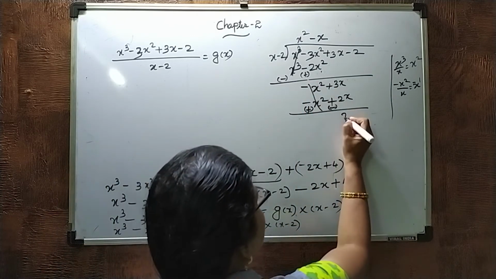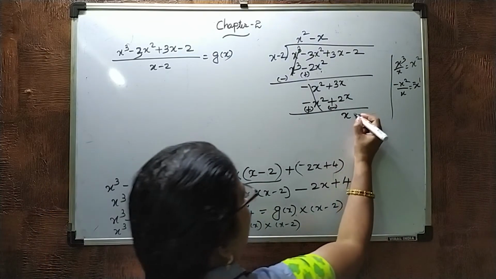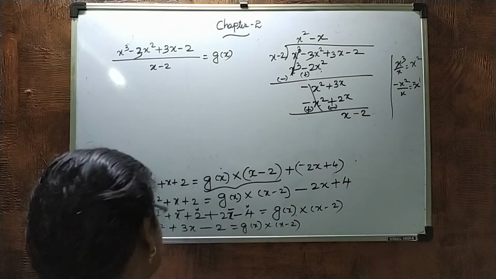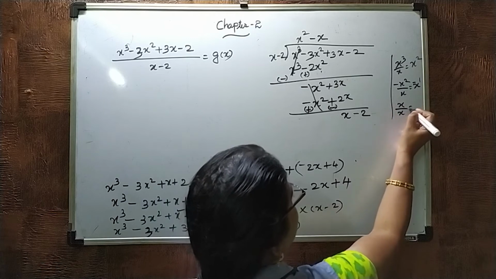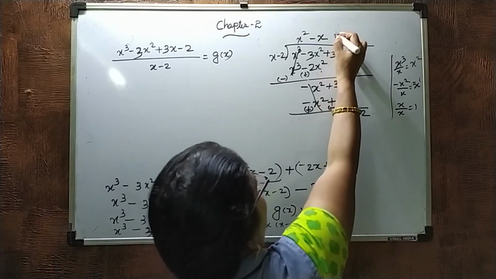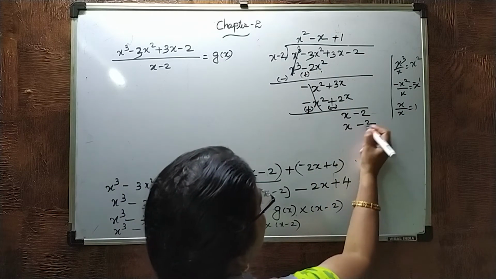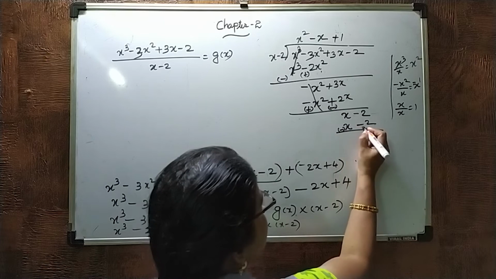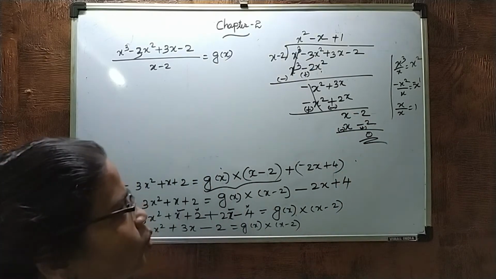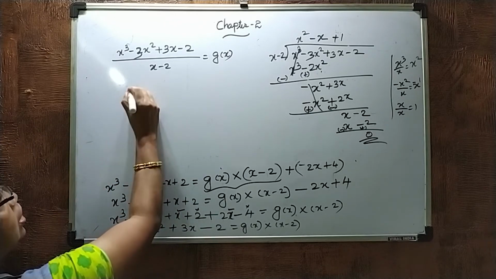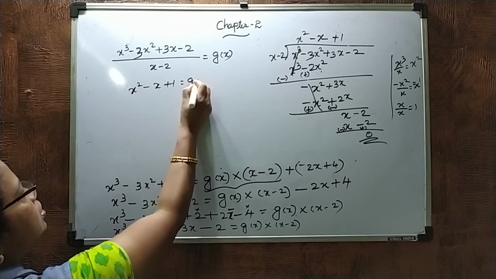You will get the answer 3x minus 2x, you will get the answer x minus 2. Then next one, what is the next one then? x divided by x, you will get the answer 1. So it is plus 1. 1 into x, x, 1 into negative 2, minus 2. Now take that inverse. Now look, both the things will be cancelled, you will get the answer 0. Now you got g of x is equal to x square minus x plus 1.